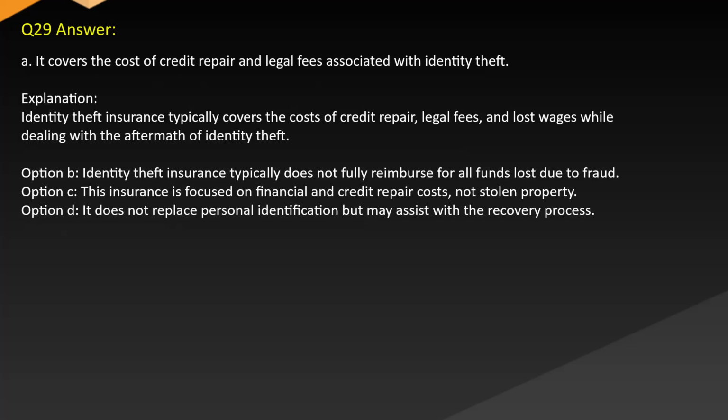Answer: A. It covers the cost of credit repair and legal fees associated with identity theft. Explanation. Identity theft insurance typically covers the costs of credit repair, legal fees, and lost wages while dealing with the aftermath of identity theft. Option B. Identity theft insurance typically does not fully reimburse for all funds lost due to fraud. Option C. This insurance is focused on financial and credit repair costs, not stolen property. Option D. It does not replace personal identification but may assist with the recovery process.